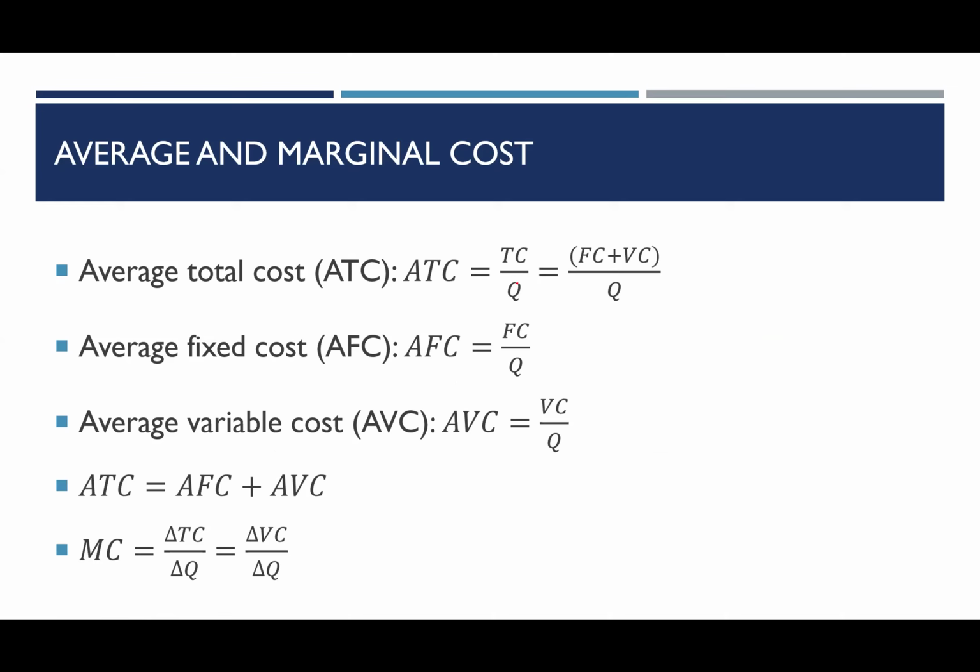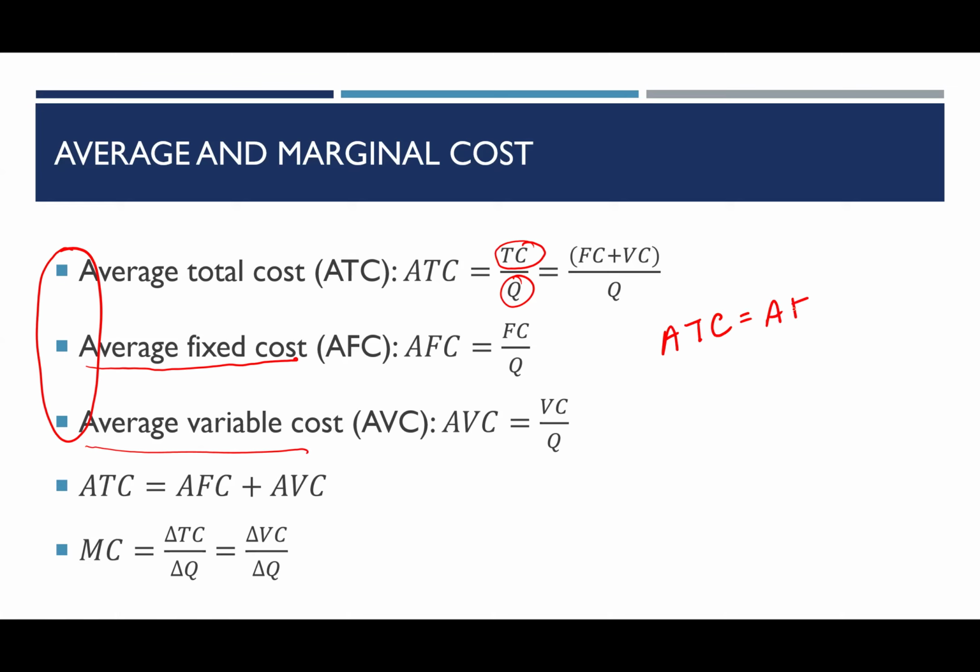So average total cost, we divide total cost by output, right? So in essence, we're dividing fixed cost and variable cost by output, which means that we can break average total cost down into average fixed cost and average variable cost. So average fixed cost is just fixed cost divided by output, and average variable cost is just variable cost divided by output. That means that we can write the relationship between these three average costs as average total costs being equal to average fixed costs plus average variable costs.